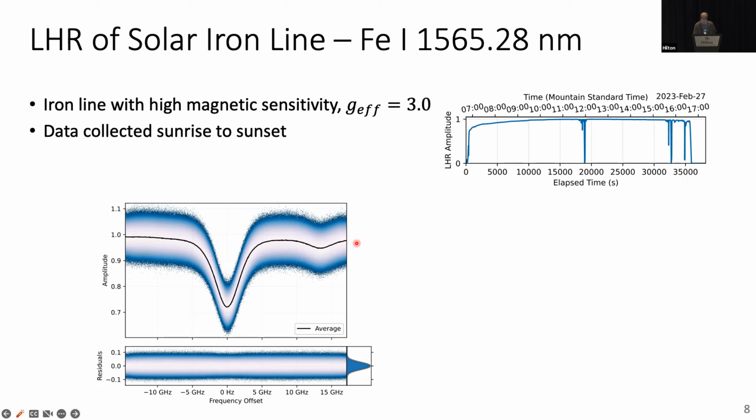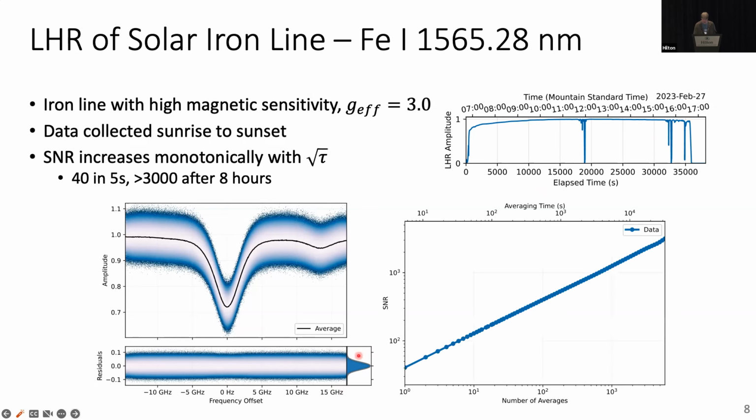This data spans 30 gigahertz and is the combination of over 8 hours of data with the color scaled inversely to the local density of points. The curves have been normalized to a continuum level of 1, which changes throughout the day due to air mass. And data with passing clouds has been masked out. The residuals have a Gaussian distribution with an SNR of 40 in a single trace, which cleanly averages up to over 3,000 with 8 hours of data.